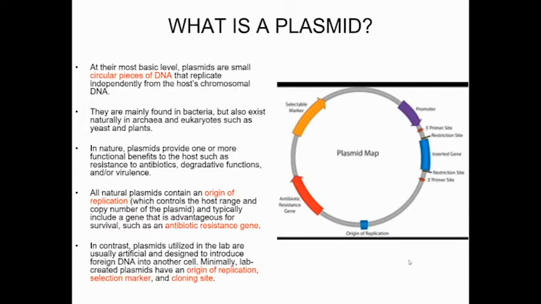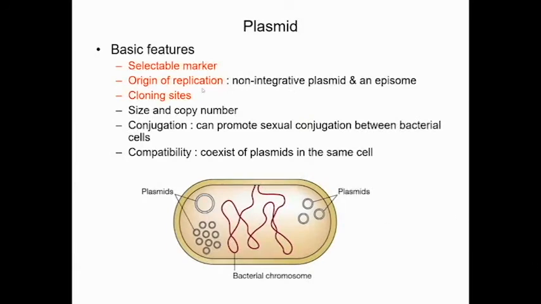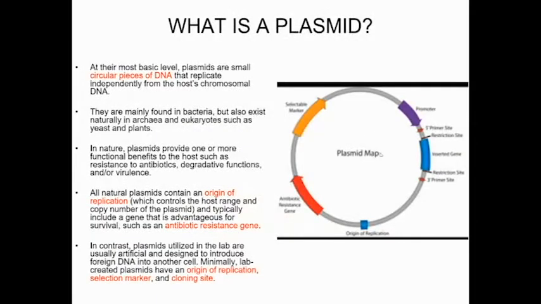And number two, origin of replication. The origin of replication is here. The importance of the origin of replication is that when you introduce the plasmid DNA, the circular recombinant DNA, into the bacteria cell, the bacteria will duplicate. And as you know, bacterial duplication is just binary fission, so they just duplicate.